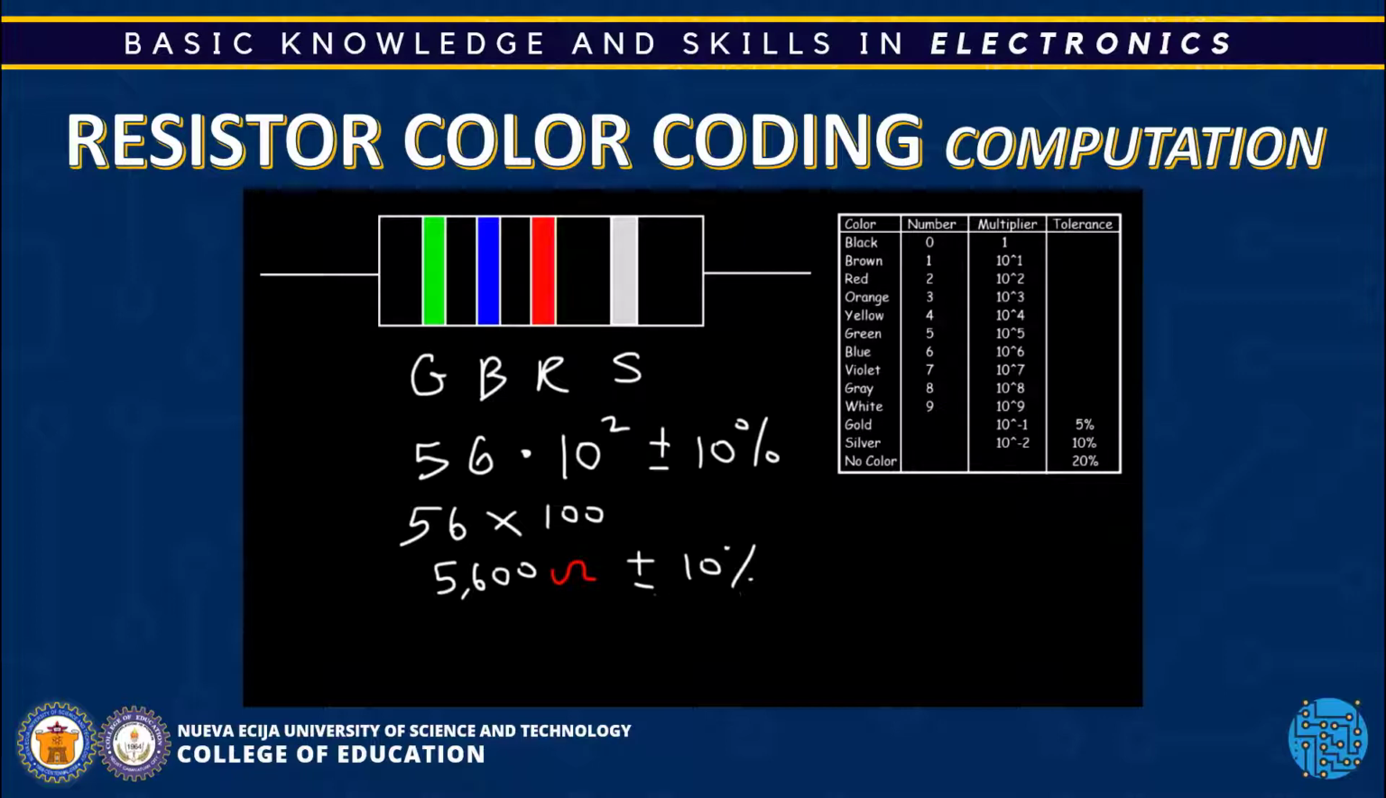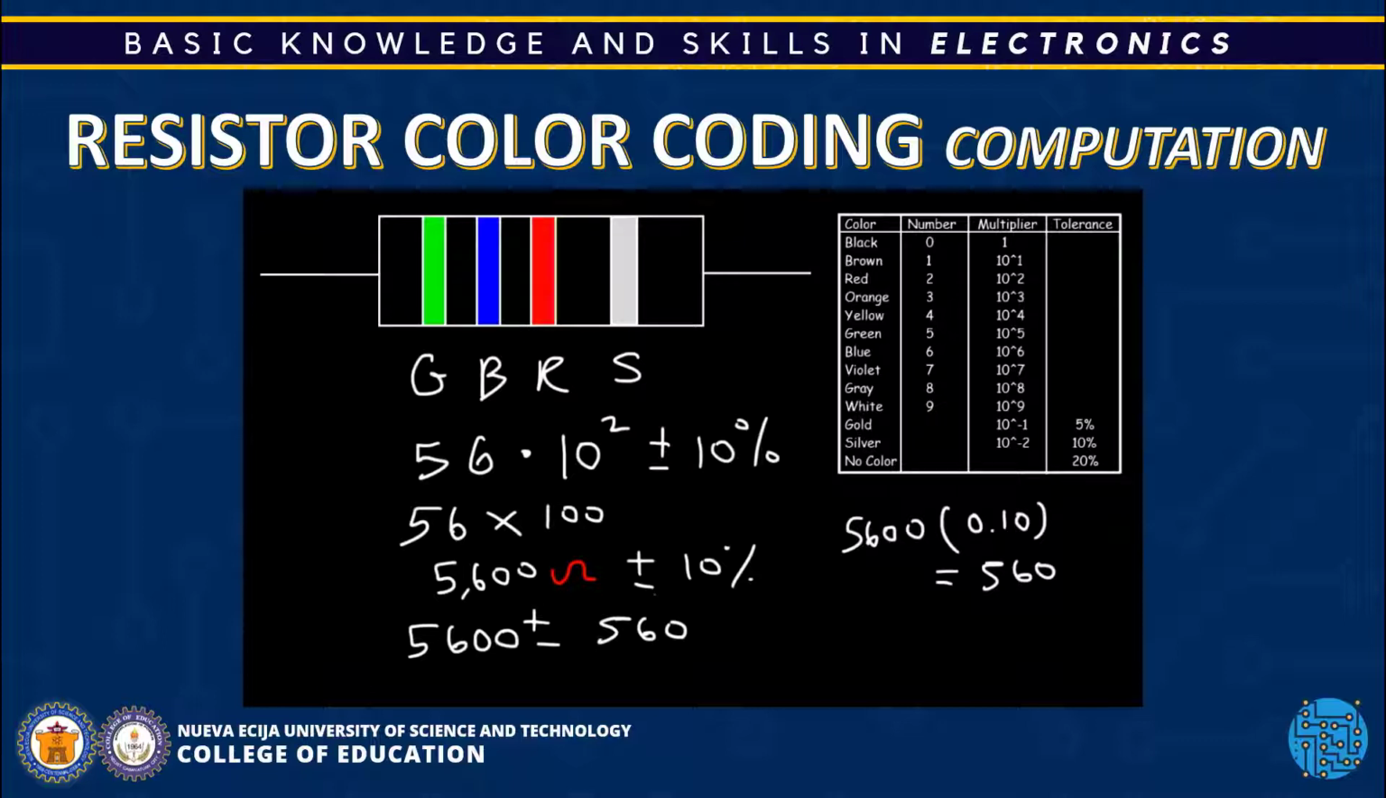Now let's calculate 10% of 5600. So 5600 times 10%, which is 0.10. To convert a percentage to a decimal, you can divide by 100 or move the decimal point 2 units to the left. 5600 times 0.10 is 560. So basically, we need to add or subtract by 560.